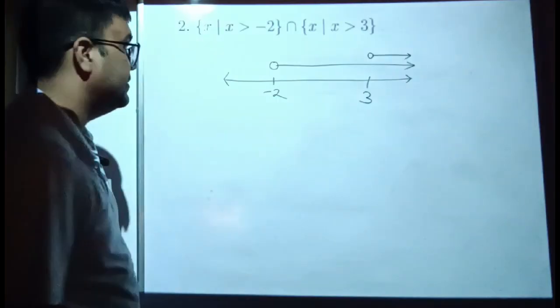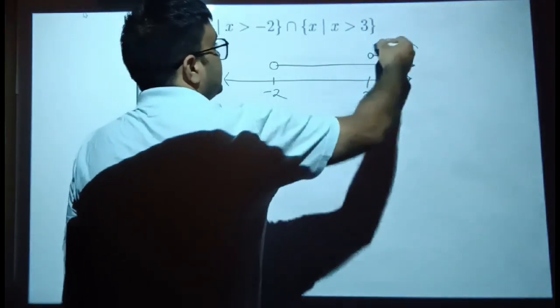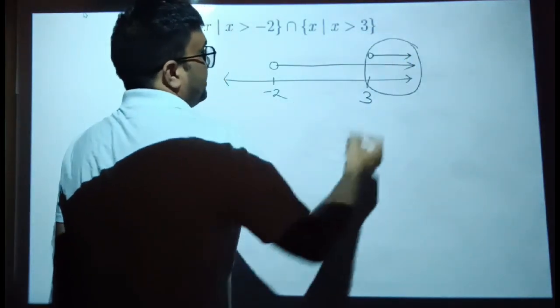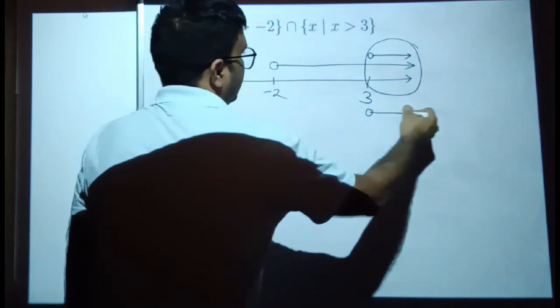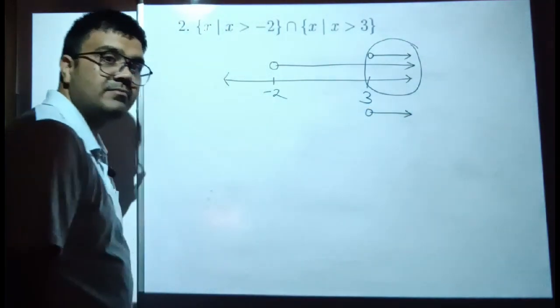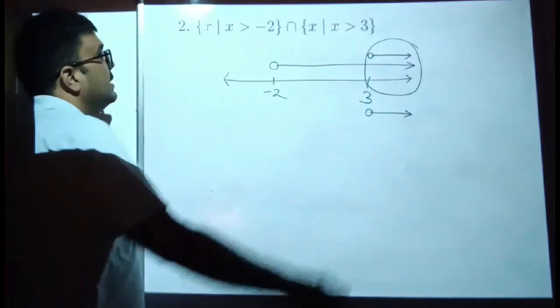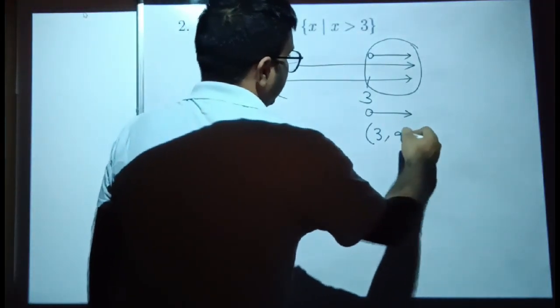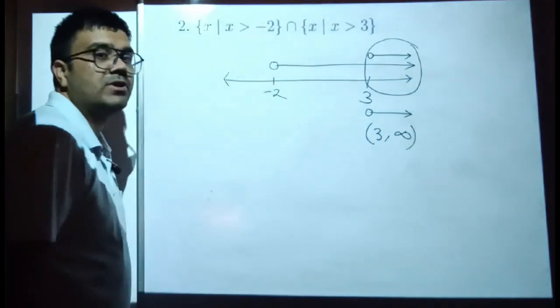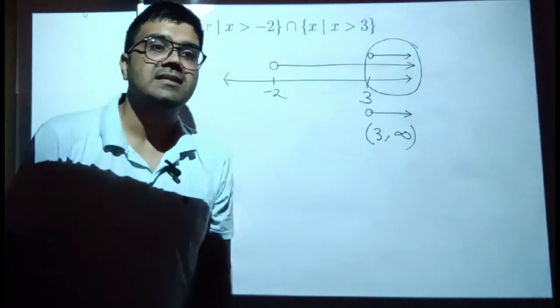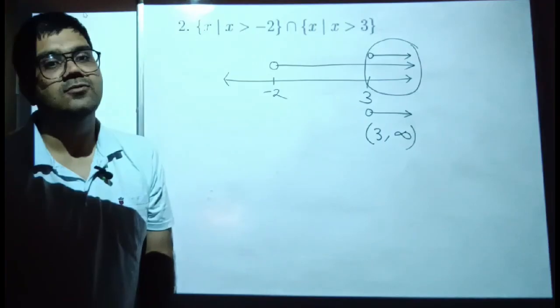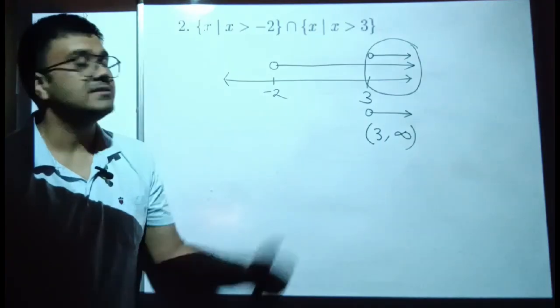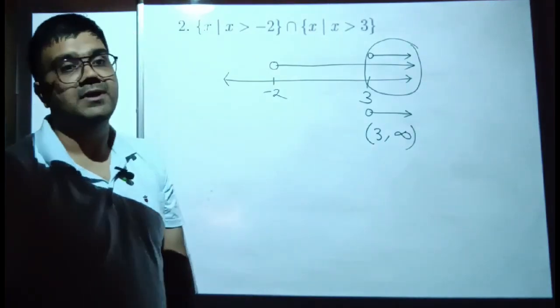What is the common region? This is the common portion we obtain. 3 is not included and all the rest of the points are included. It means that in the intersection of these two intervals, 3 is not included, all other points are included. So the answer we obtain is (3, infinity). This is the set we obtain.